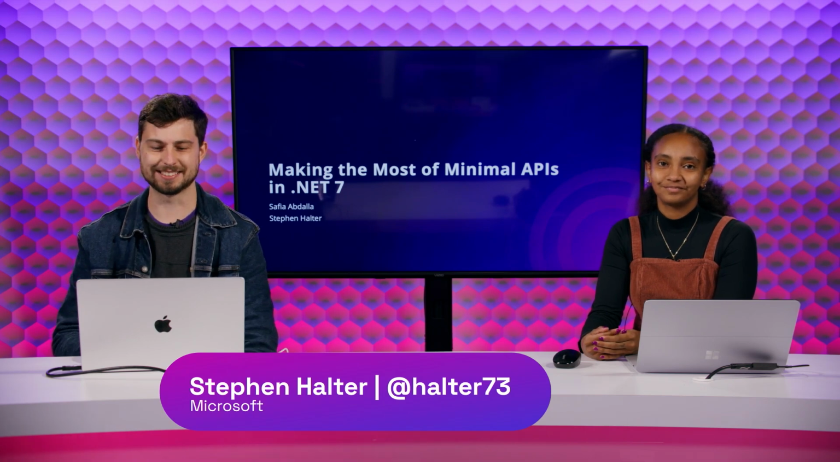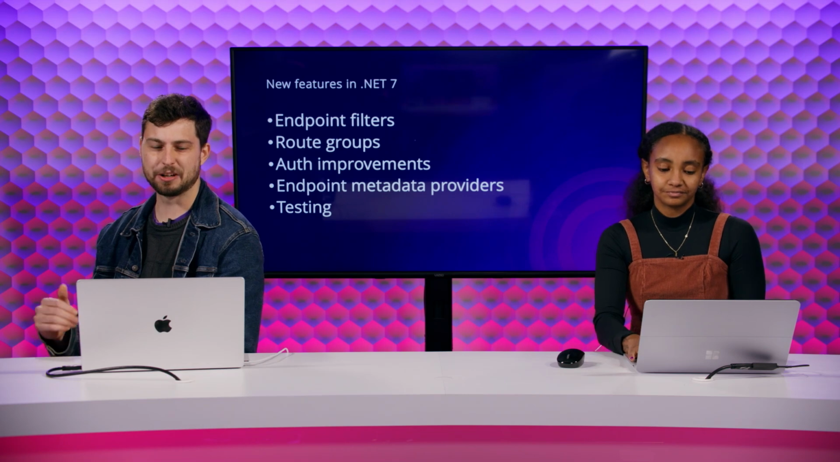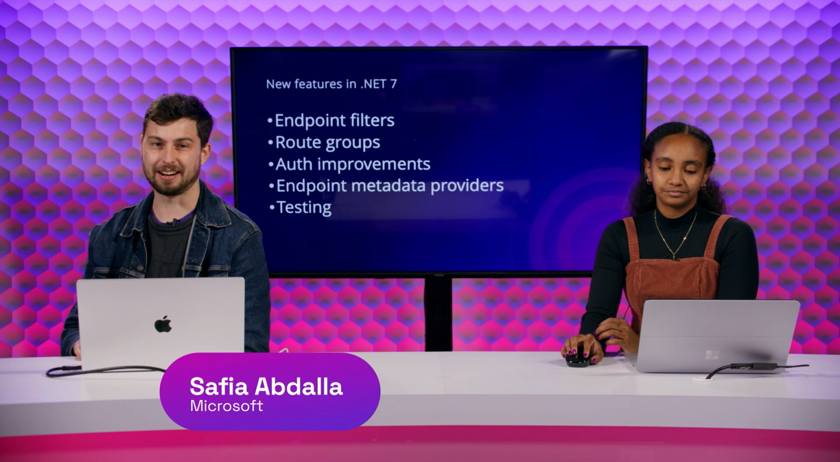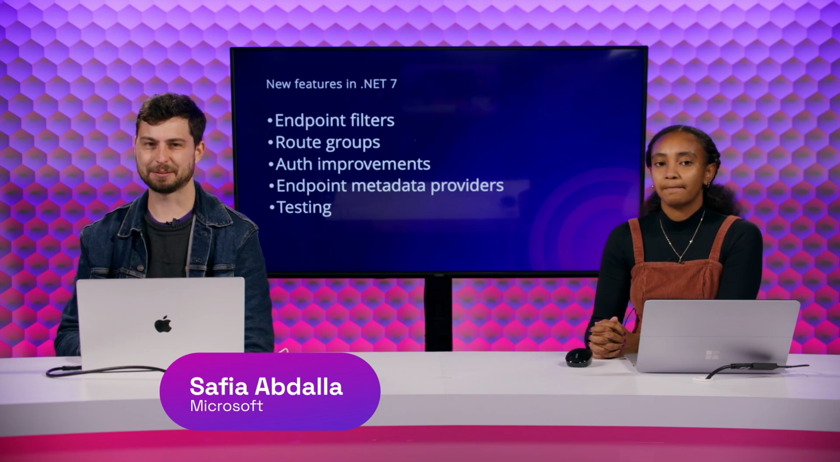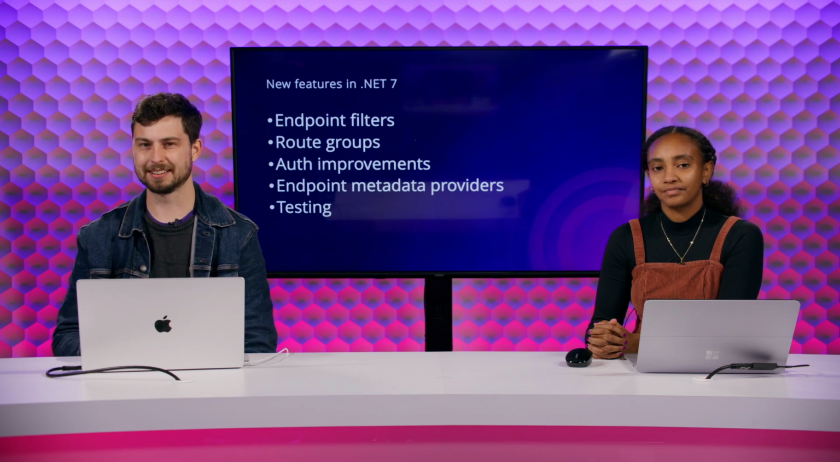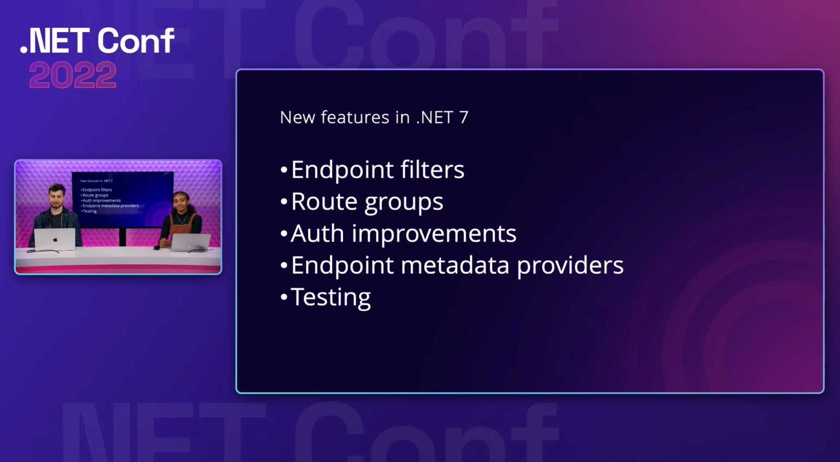We're here to talk to you about how to make the most of minimal APIs in .NET 7. As a bit of an agenda, we're going to talk about the new endpoint filters, route groups, some improvements we made to Auth, a new concept called endpoint metadata providers, and general improvements we made to testing. So to kick things off, Safia is going to show off some endpoint filters right now.